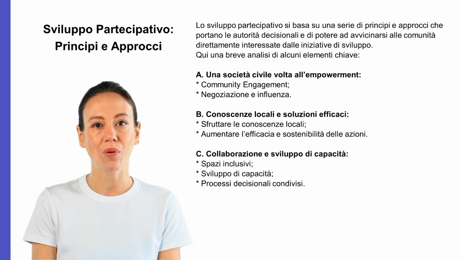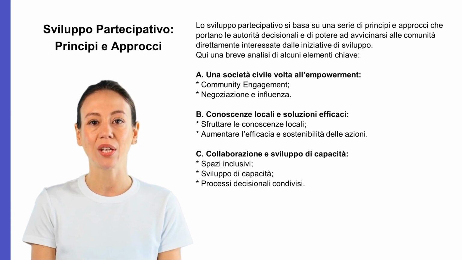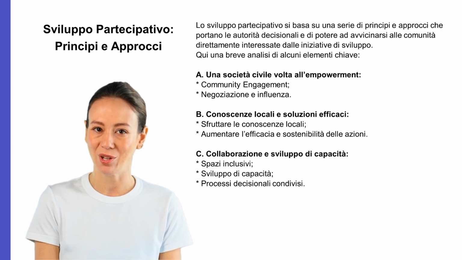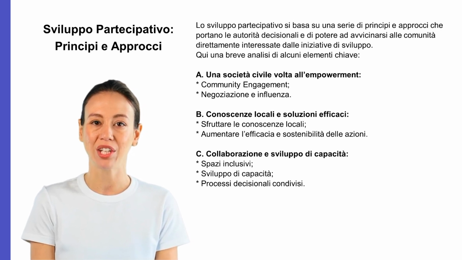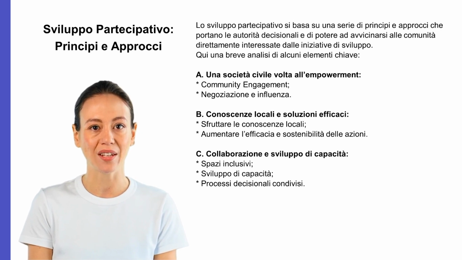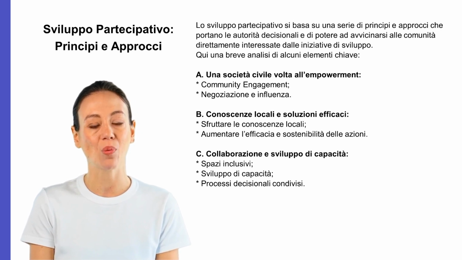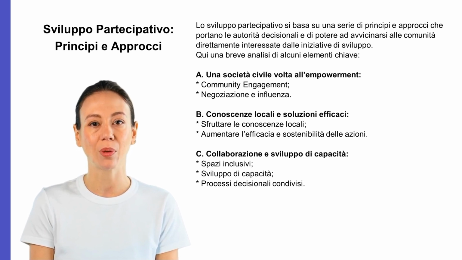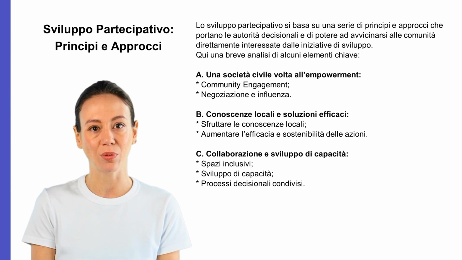A. Empowering civil society. Community engagement: groups, organizations, and individuals within a community are actively involved in all stages of the development process, from identifying needs to implementing solutions. Negotiation and influence: participatory development fosters a space for dialogue and negotiation with institutions and bureaucracies. Communities gain a voice in shaping public policy and holding governments accountable.